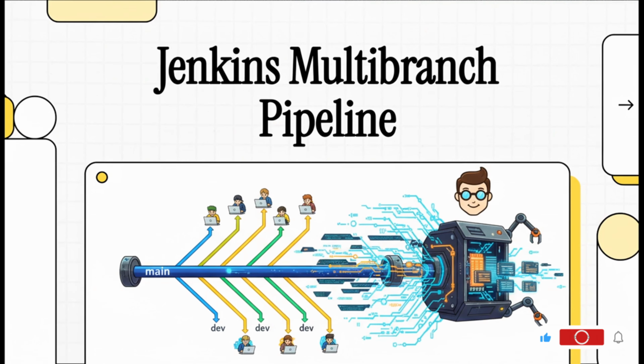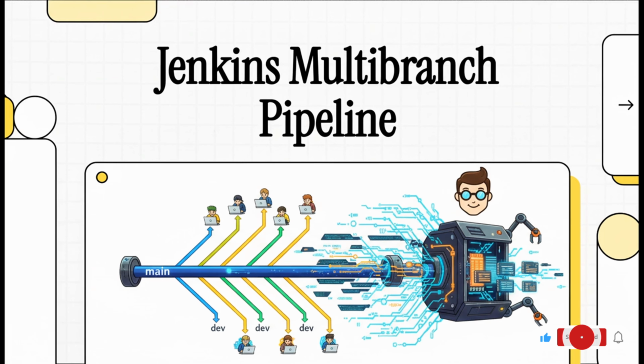So, if you've ever been on a software team, you know the drill, right? You've got your main branch, your dev branch, and then a whole mess of feature branches popping up all the time. Trying to automate builds for every single one of them can be a huge headache. Well, that's exactly what the Jenkins Multibranch Pipeline is built to solve.